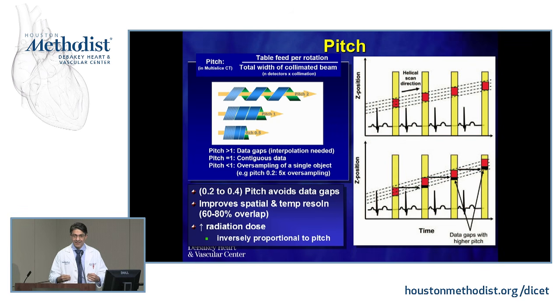Or even better, if you could overlap and have a pitch that's less than 1, you collect overlapping data. Because if you do have any problems, you still have enough information from someplace else to recreate the original image. Last thing, what you don't want is a pitch greater than 1. You don't want your table speed so fast that you don't completely image the heart or miss portions of the heart, because then that's blank data you don't have. So with retrospective gating, it was very important to have a very low pitch in order to image the entire heart.